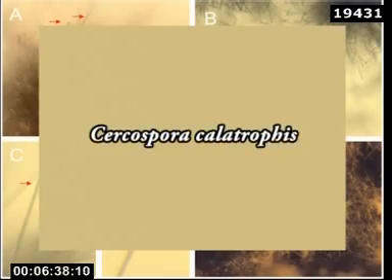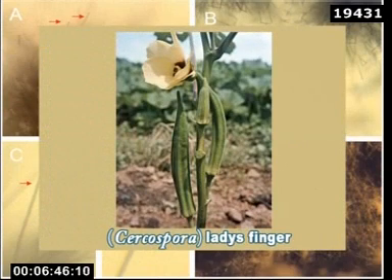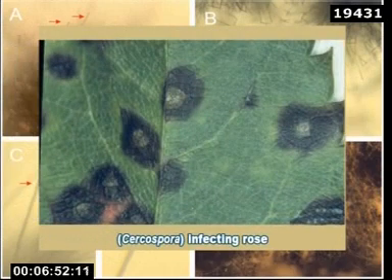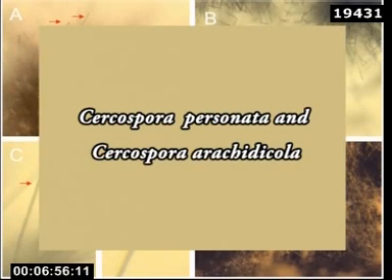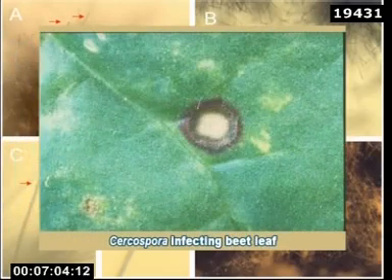Some common species are Cercospora calotropis on Calotropis procera, Cercospora hibisci on lady's finger, Cercospora rosicola on rose, Cercospora personata and Cercospora arachidicola on groundnut, and Cercospora beticola on sugar beet.